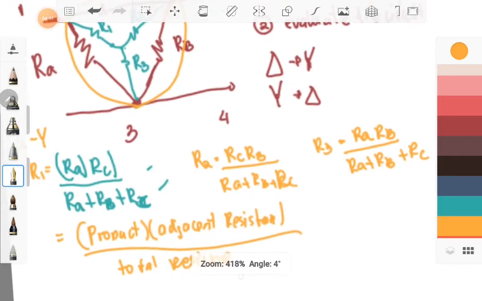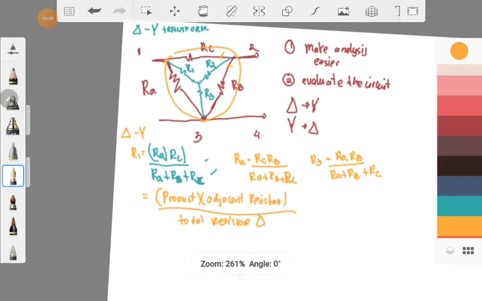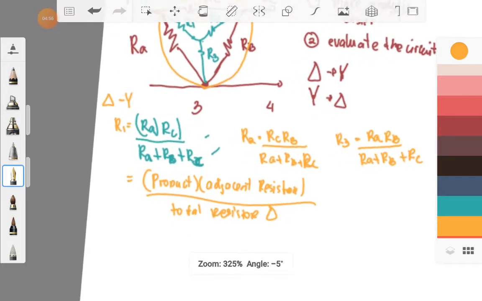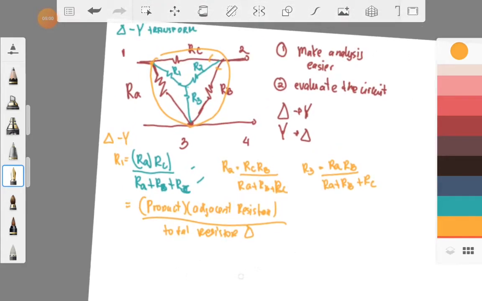So, hindi yan hinulaan. So, there is a derivation. So, I will discuss here today the derivation of your delta to y. So, if you can see that in my connection, you have your terminal 1, 3, terminal 2, 4, we have RA, RC, and RB.